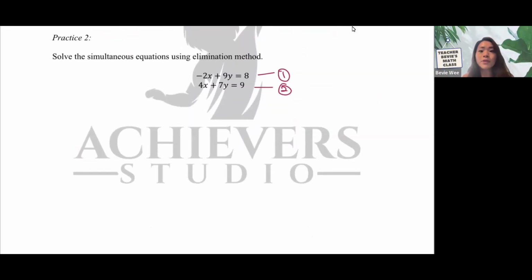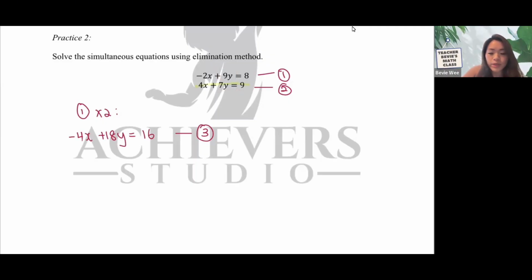So it doesn't matter whether I make the x coefficient the same or the y coefficient the same. But in this case, if I were to make the y coefficients the same, the common multiple will be 63. Okay, which means I have to deal with a slightly bigger number, which I try to avoid. All right, so I'm going to take equation 1 times 2 to make it minus 4x plus 18y equals 16. And I'm going to label this as equation 3.